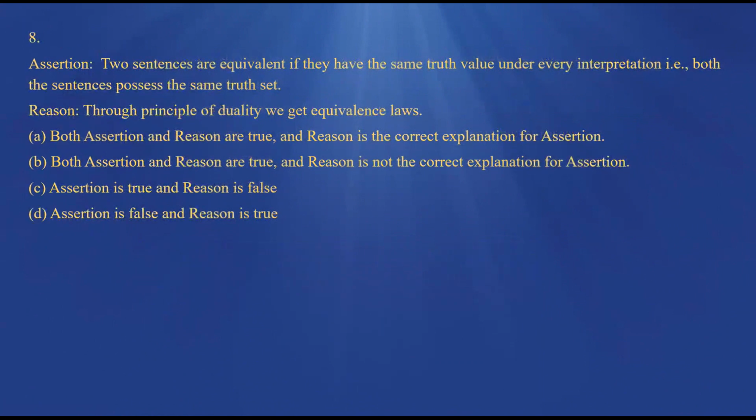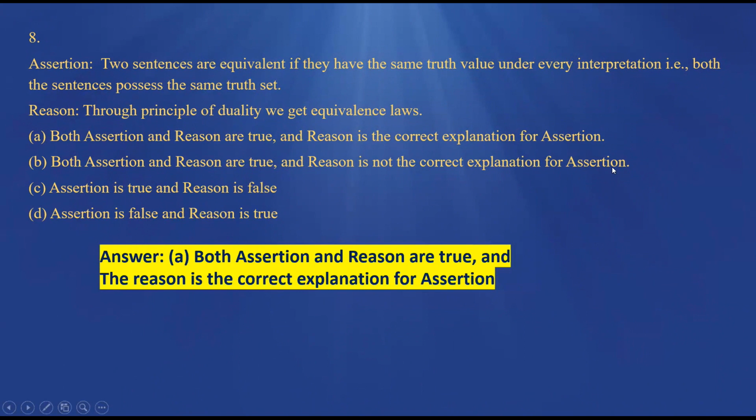Next question. Assertion: two sentences are equivalent if they have the same truth value under every interpretation. That is, both the sentences possess the same truth set. Reason: through the principle of duality, we get equivalence law. Let's see the answer. Option A, both assertion and reason are true, and the reason is the correct explanation for the assertion.